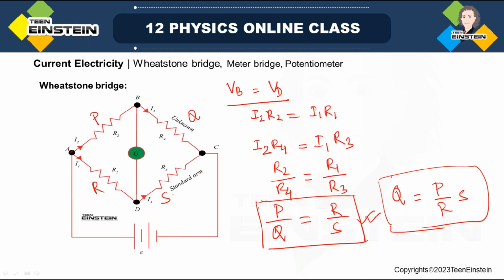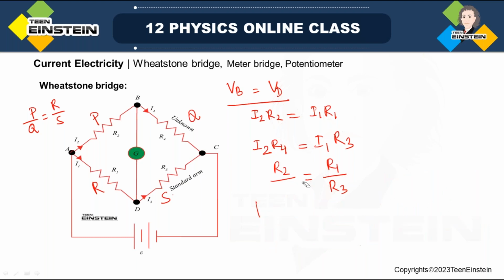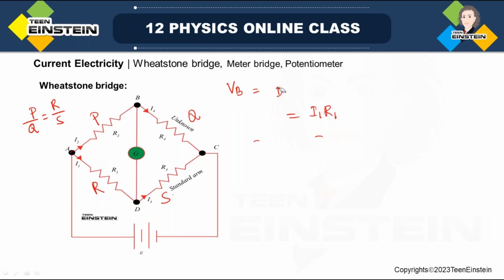See, this I have done in some way. I have just written I1, R1, etc. So this is P by Q. So I'll write P by Q is equal to R by S. So this is the condition. Let me find out this particular condition, the balance condition, or null condition, or balance bridge condition, using Kirchhoff's law, because we have learned that very recently.